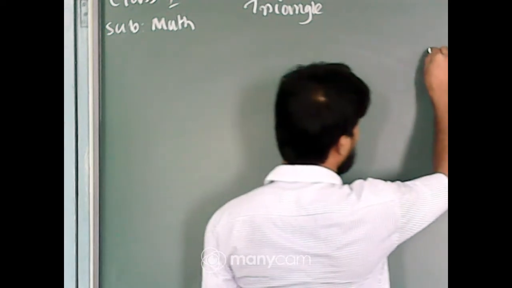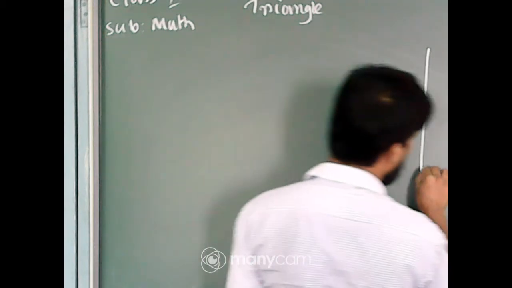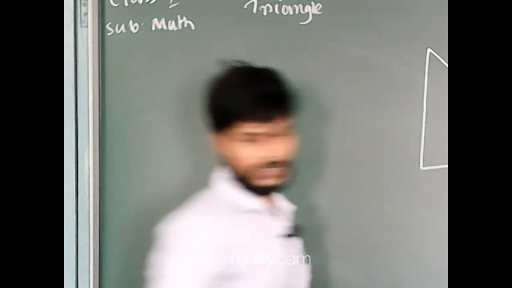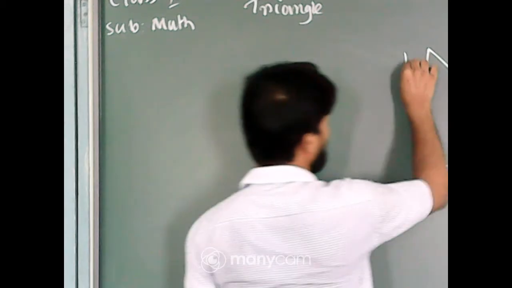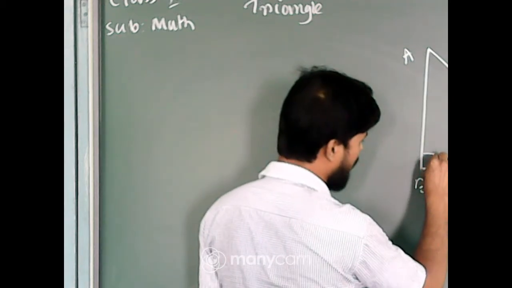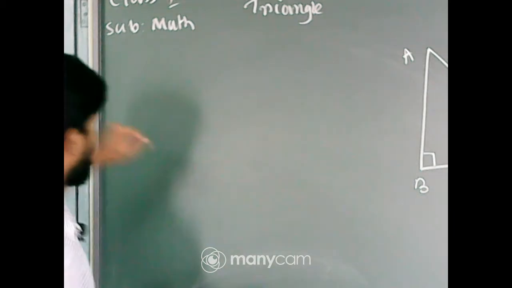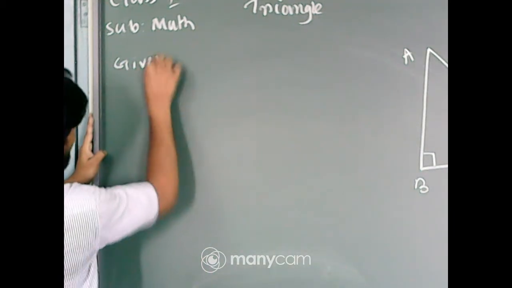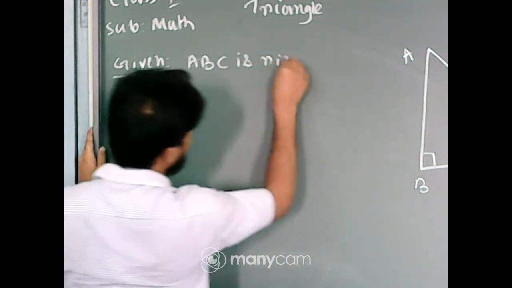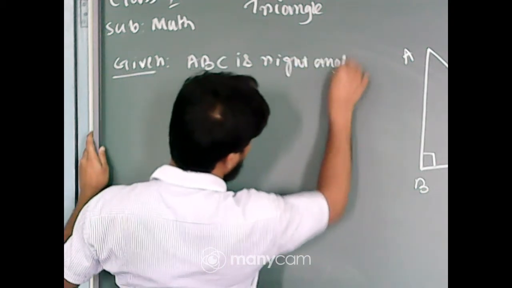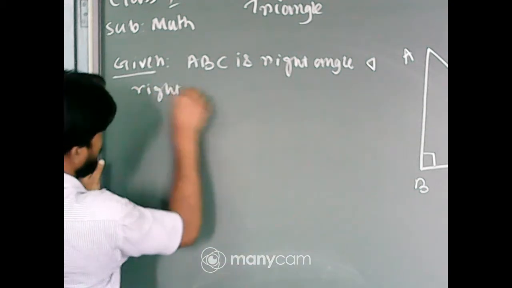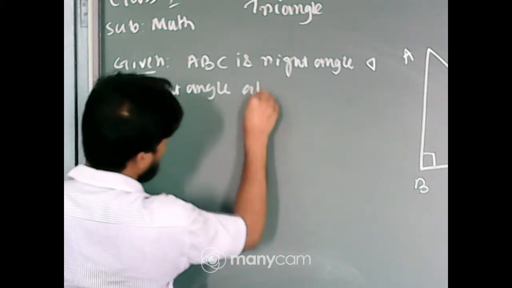So quickly draw a right angle triangle. Let ABC be a right angle triangle, which is right angled at the point B. So given: ABC is a right angle triangle, right angle at B.